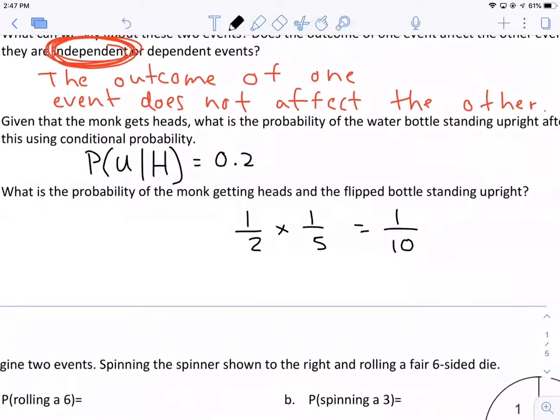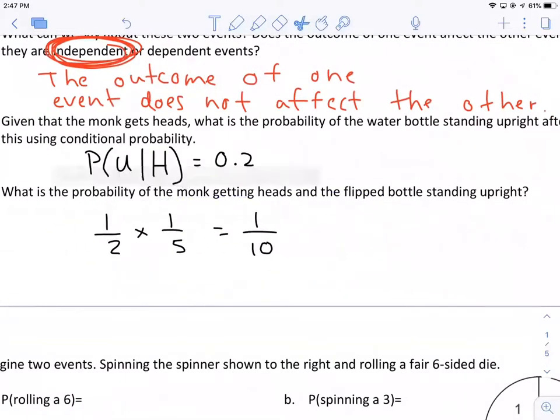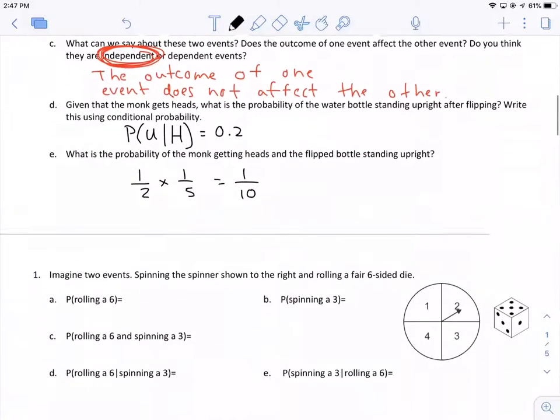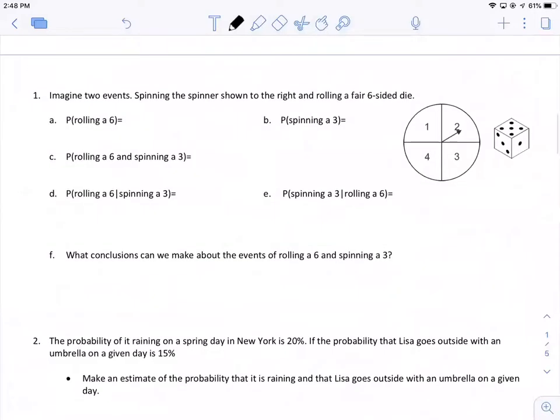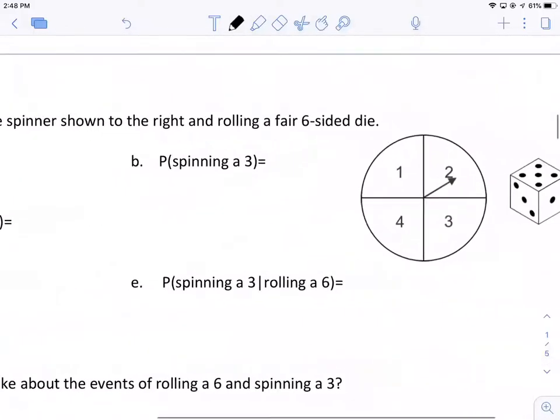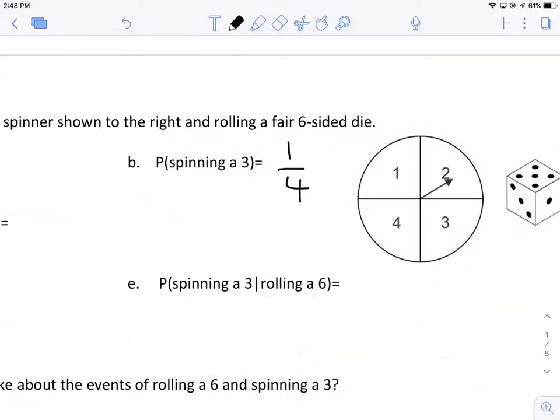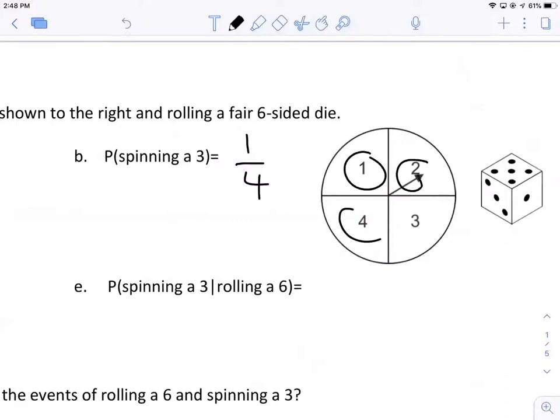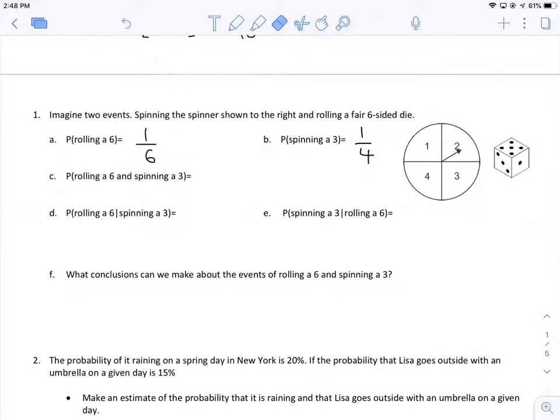We'll take some notes in a little bit, but this is only true. You're only allowed to multiply individual probabilities to get the combined probability when those individual probabilities are independent of one another, all right? So similar example over here, imagine two events: spinning the spinner shown to the right and rolling a fair six-sided die. I'll just fill this in real quick. If you roll a die, you have a 1 out of 6 chance of getting a 6. If you spin a spinner, you have a 1 out of 4 chance of getting a 3, right? Because there are 4 equally likely outcomes, and we have 1 that satisfies our condition.